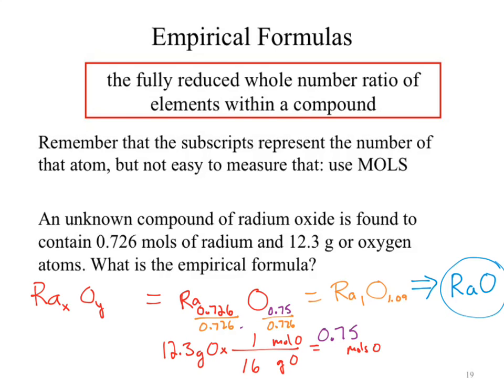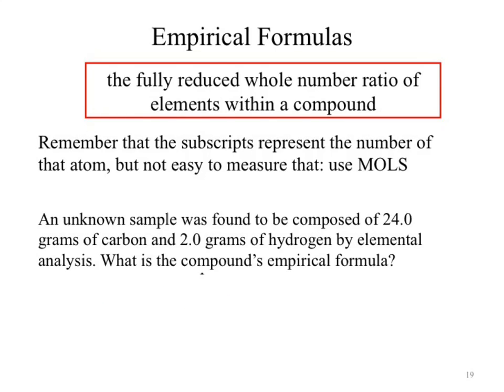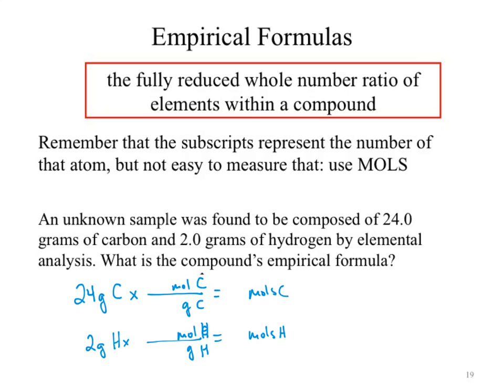Okay, so let's try another system. An unknown sample was found to be composed of 24 grams of carbon and 2 grams of hydrogen. What is the compound's empirical formula? Okay, I'll give you a run at this one. Come up with it as best you can.